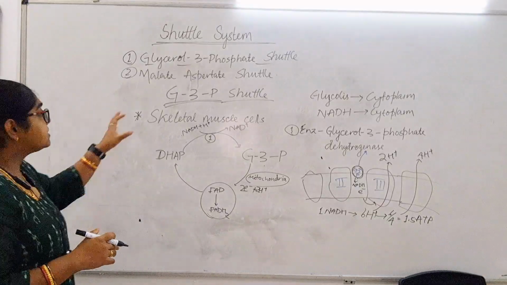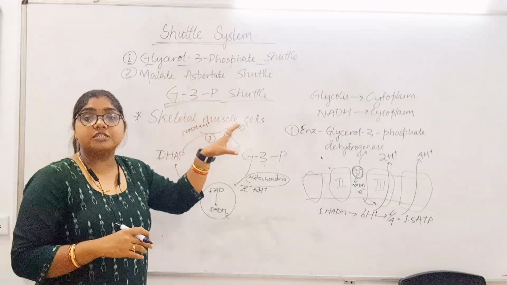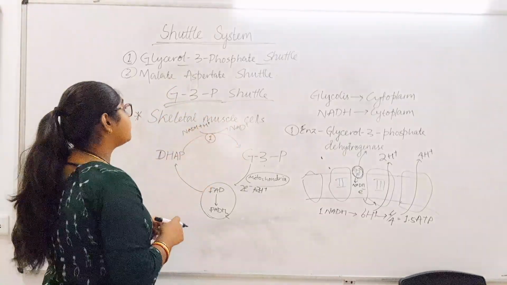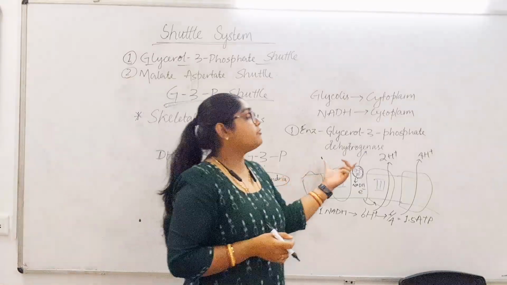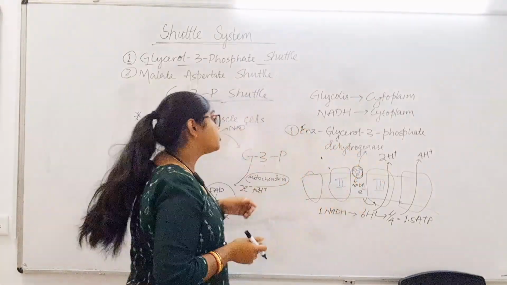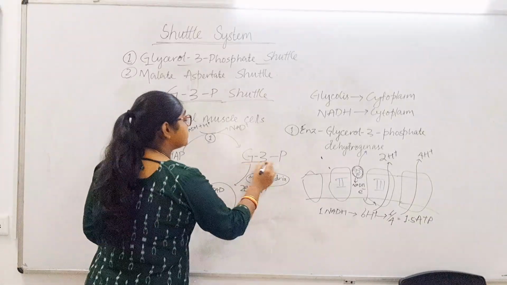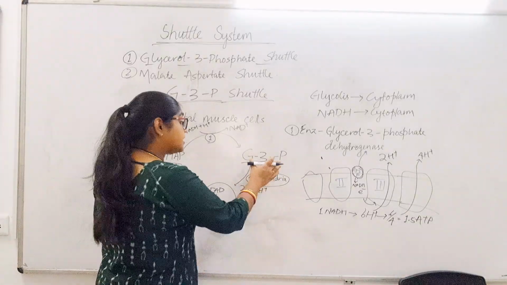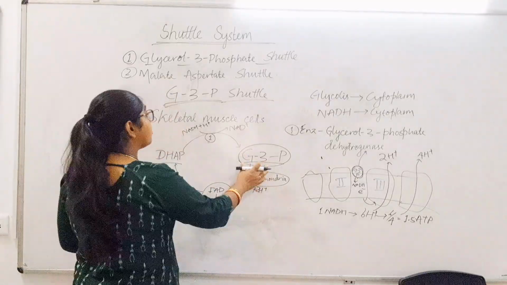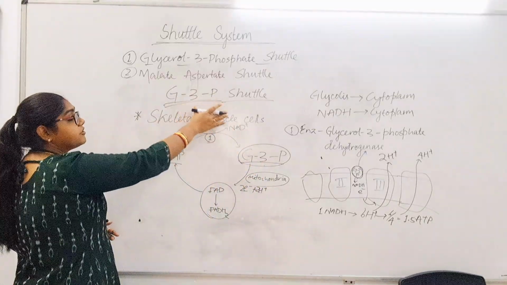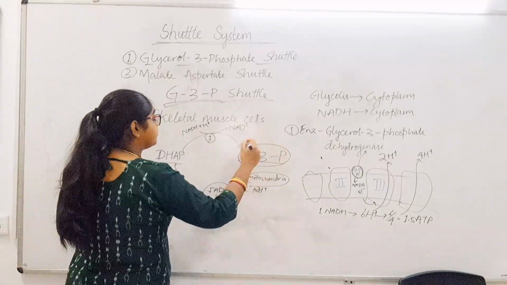What happens? This shuttle is predominantly found in the skeletal muscle cells of our body, and here there is an enzyme, glycerol 3-phosphate dehydrogenase. This enzyme will convert the dihydroxyacetone phosphate to glycerol 3-phosphate. That way, because of this glycerol 3-phosphate, this is known as the glycerol 3-phosphate shuttle.